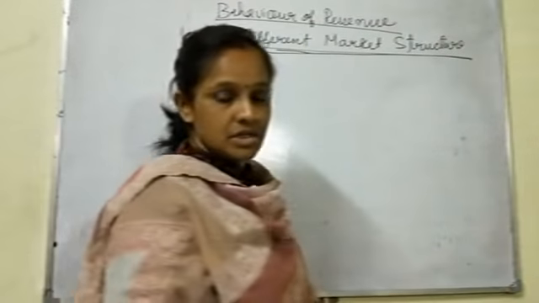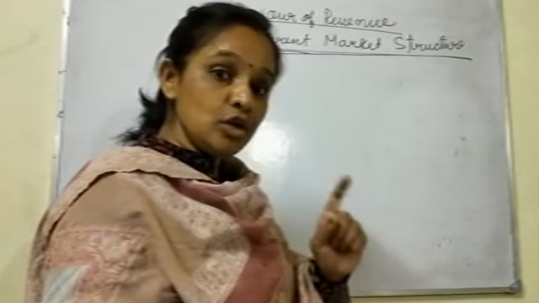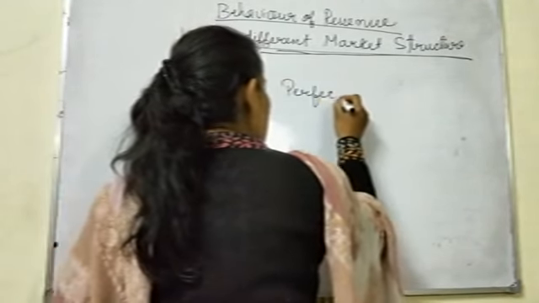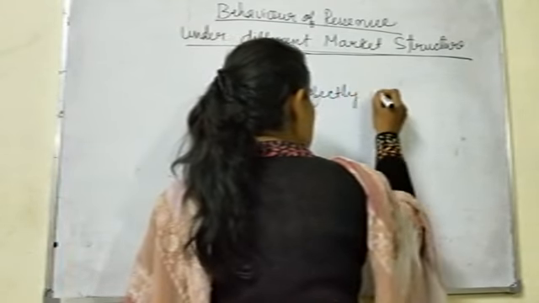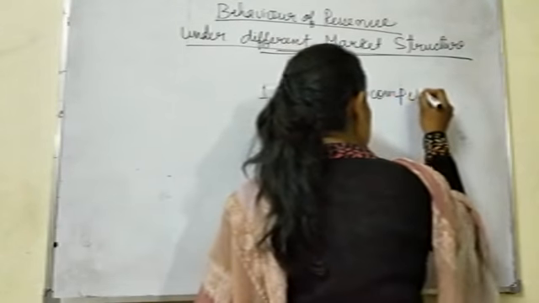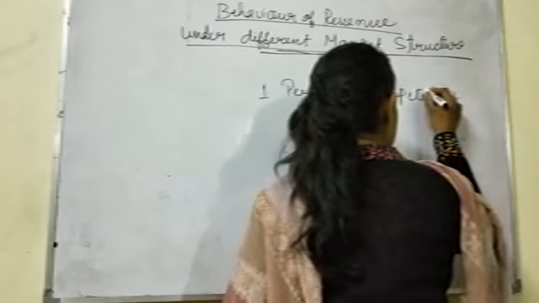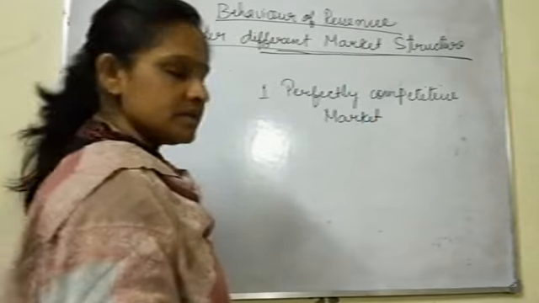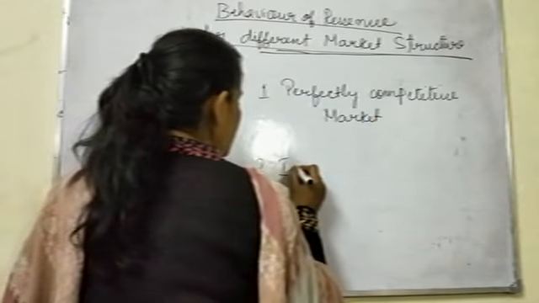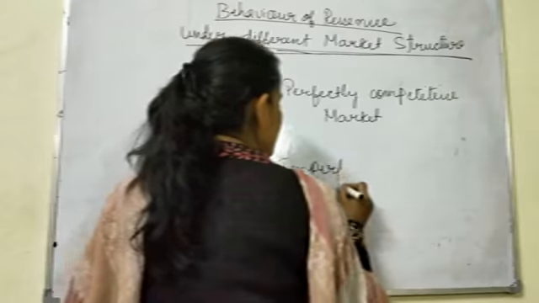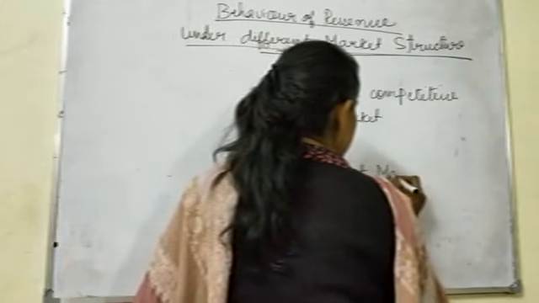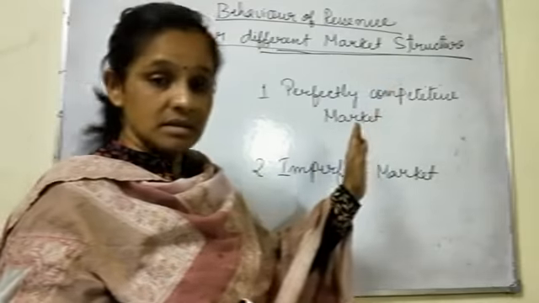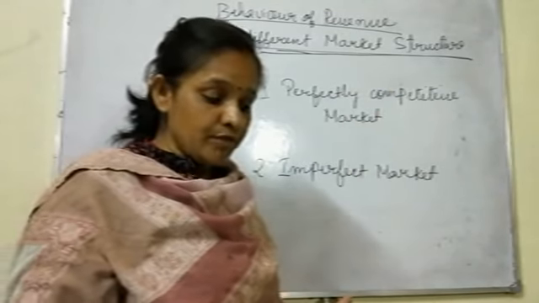Different market structure. If you talk about market, then there are two kinds of the market. First is perfectly competitive market. Second is imperfect market. Perfect market and imperfect market.